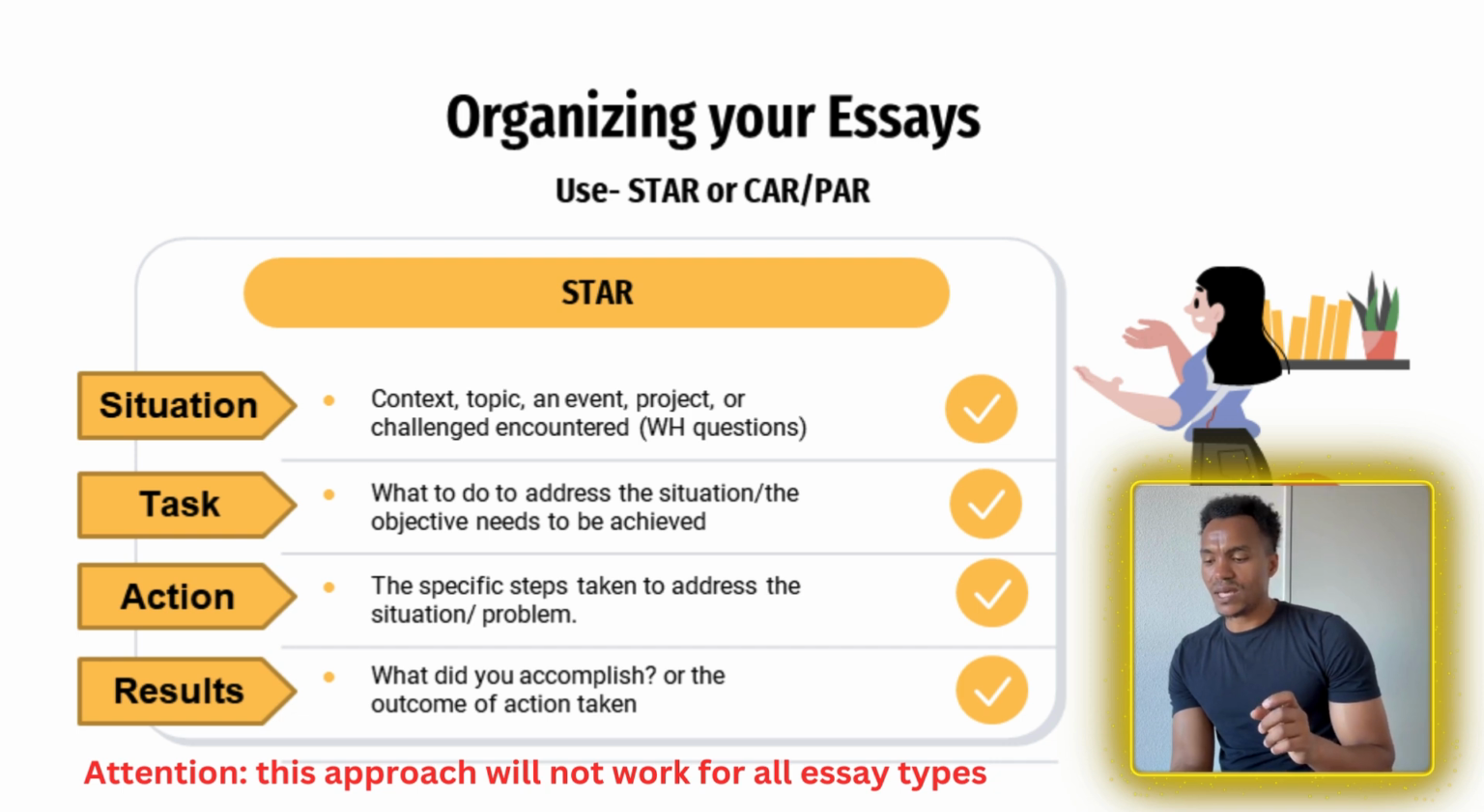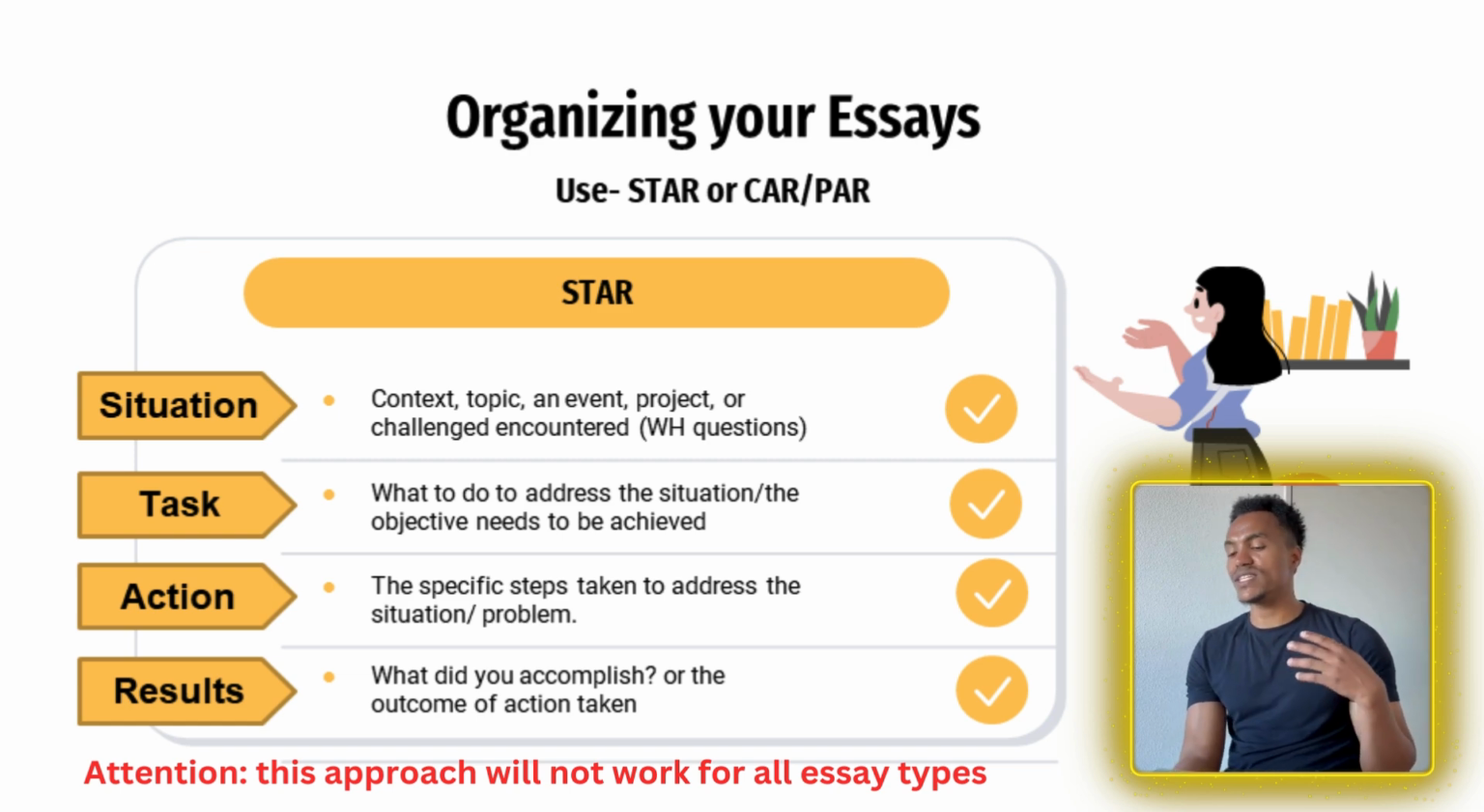CAR is simply the context or challenge, action, and the result. PAR is problem, action, result. In the case of STAR, as you can see, it is situation, task, action, and the result. So first you have to describe the context, the situation, the event, the project, or the challenge encountered. Then the task: what to do to address the situation, or the objective that needs to be achieved.